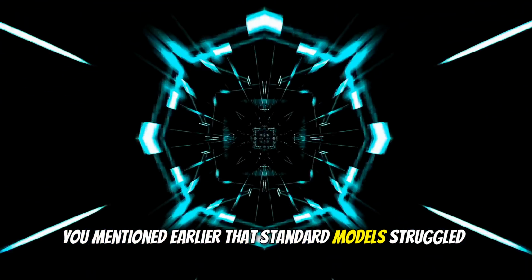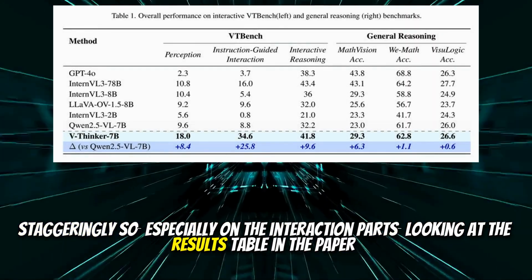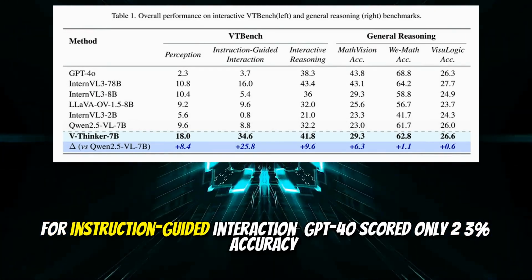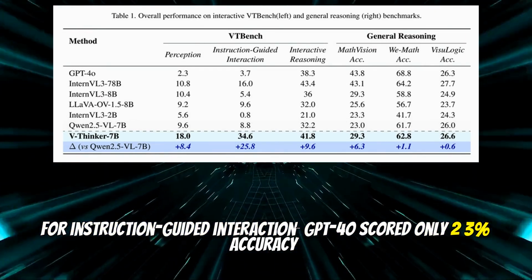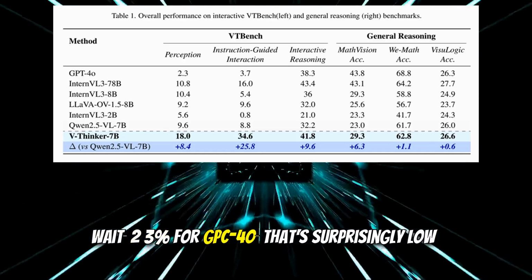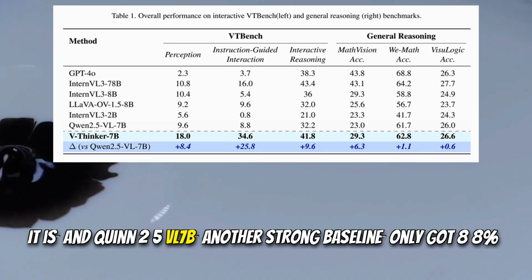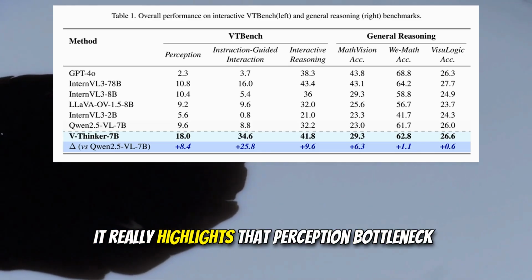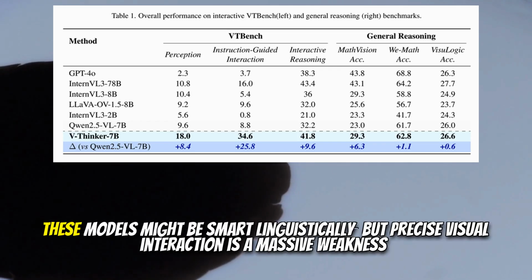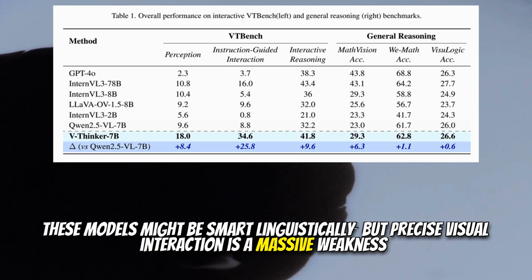And the results. You mentioned earlier that standard models struggled. Staggeringly so, especially on the interaction parts. Looking at the results table in the paper, for instruction-guided interaction, GPT-4o scored only 2.3% accuracy. Right, 2.3% for GPT-4o, that's surprisingly low. It is. And Qwen 2.5 VL 7B, another strong baseline, only got 8.8%. It really highlights that perception bottleneck. These models might be smart linguistically, but precise visual interaction is a massive weakness.